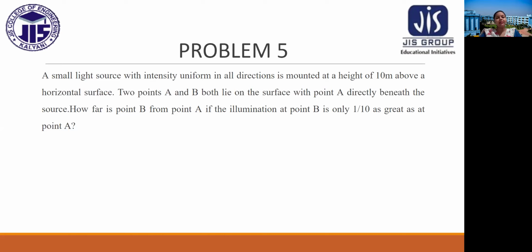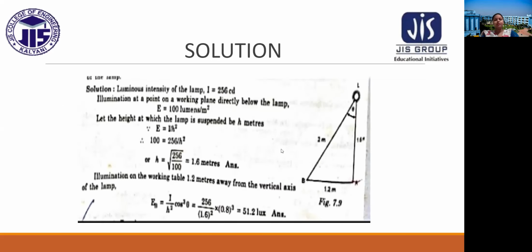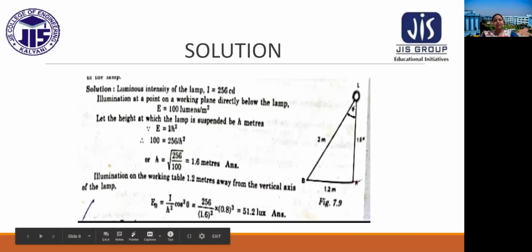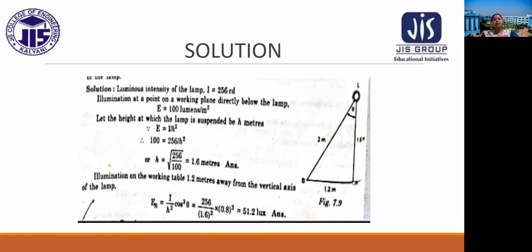2 points A and B both lie on the surface. Now they are asking how far B is from point A, so that the illumination at B is only 1 by 10 as great as at point A. So this is our figure. This is point A, which is directly below the lamp, and this is point B. We don't know this distance. We just know that illumination at A will be 10 times the illumination at point B, right?